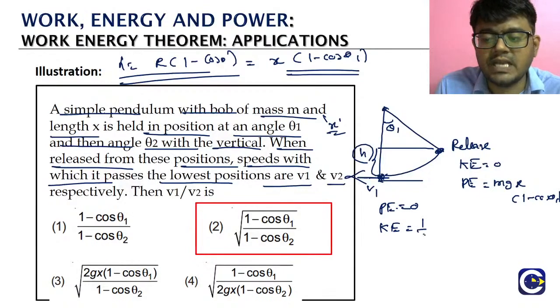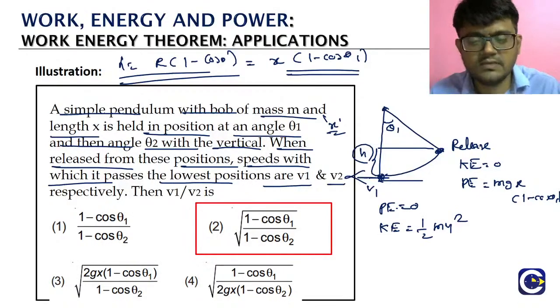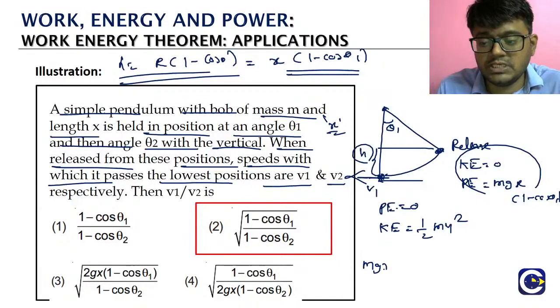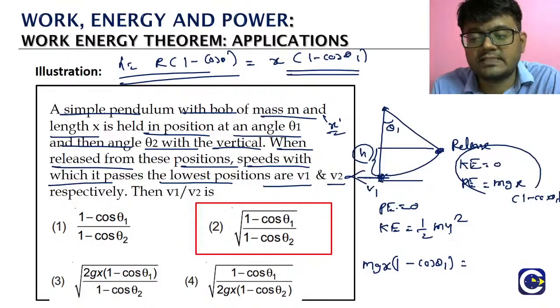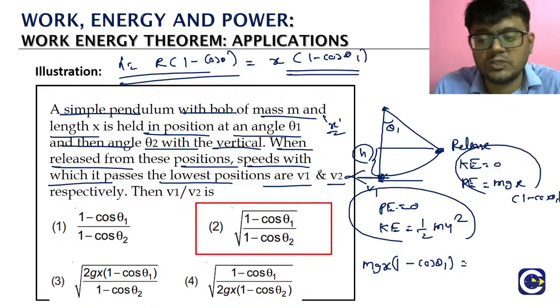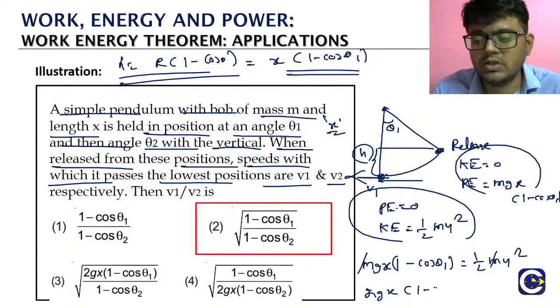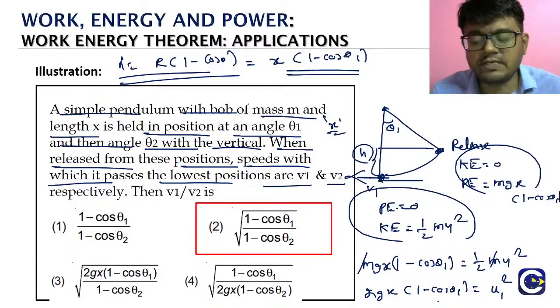What is the kinetic energy? Half m v1 square, because the velocity we are taking is v1. Now look, the initial kinetic energy plus potential energy, whose value is mgx into 1 minus cos theta 1, is equal to the final state's kinetic energy plus potential energy, which is half m into v1 square. Here m will cancel. After canceling, if we bring the 2 to this side it goes to the numerator, right? So 2gx into 1 minus cos theta 1 is equal to v1 square.